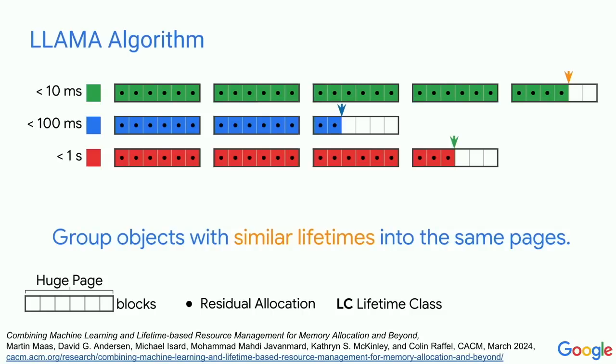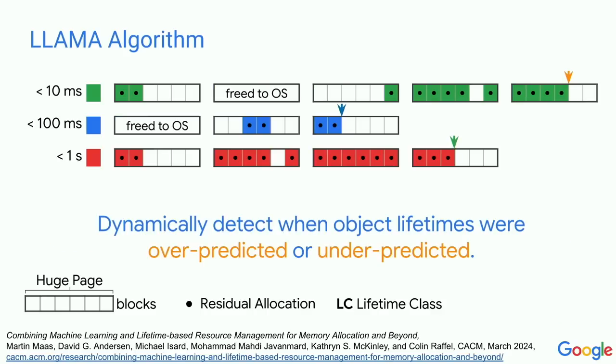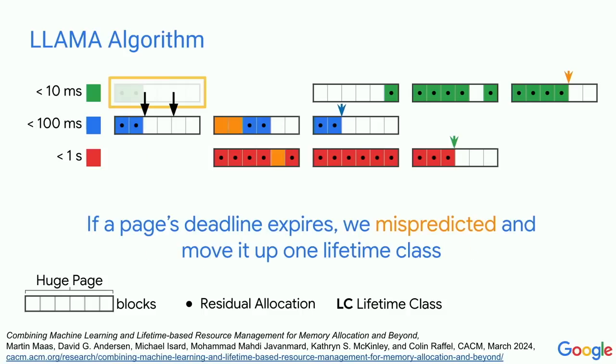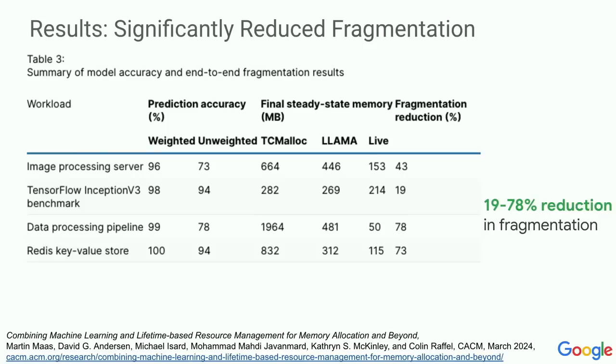So, for example, it's trying to predict, will this object live less than 10 milliseconds, less than 100 milliseconds, or less than a second? And you can then try to group these objects into the same pages. And if you fail to predict this correctly, then you promote that page to the longer-lived lifetime, and you also mark your earlier prediction as incorrect, like you should have said this is a medium length lifetime, not short. And then that helps you adapt to the actual behavior of the program.